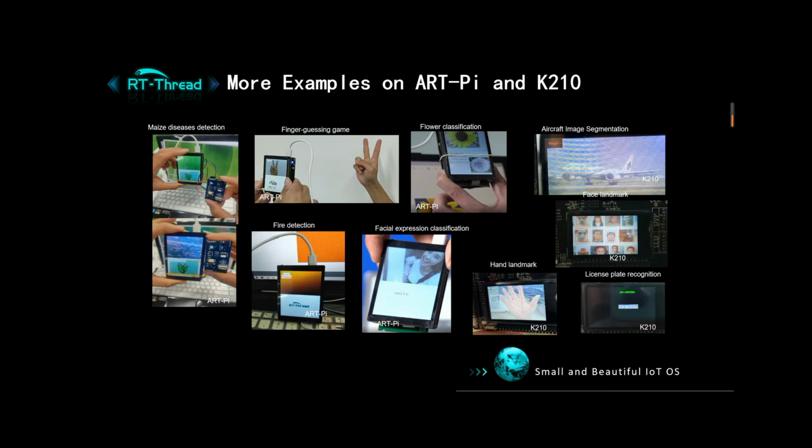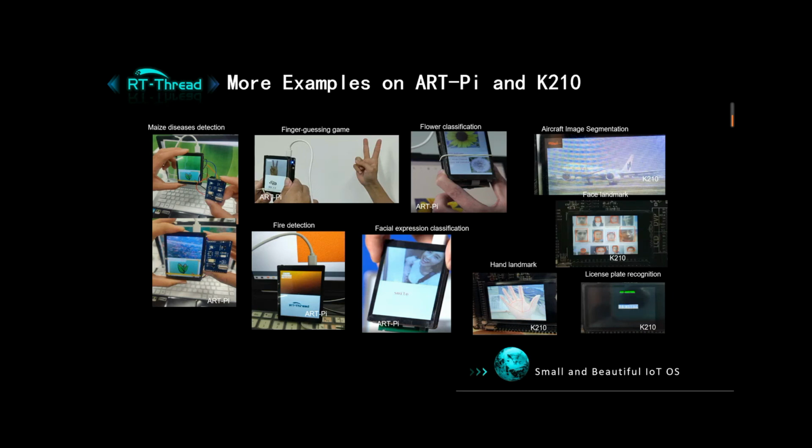The right part is a bit more complex. Those examples are created by us. And you can see with a little more calculation power, the compute power, it can run face landmark detection, license plate recognition, or hand landmark detection. How powerful is this Conjoint 210?